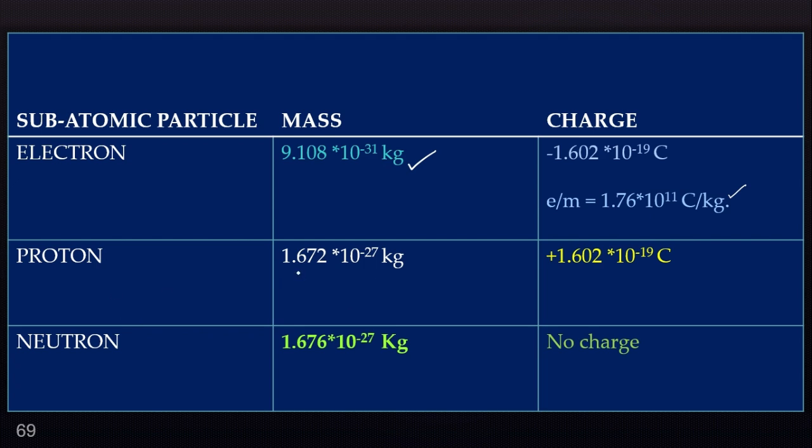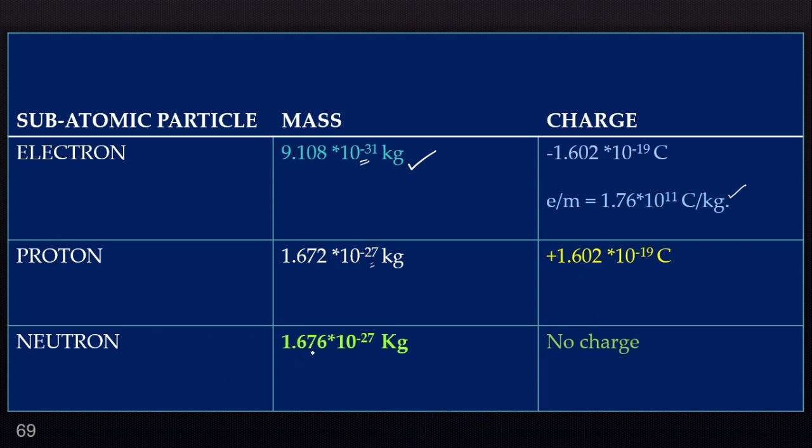Proton mass is 1.672 into 10 to the power minus 27 kgs. If you compare electron with proton, you can see that it's minus 31 and minus 27. So proton is almost 2000 times heavier than electron. The charge of proton is positive 1.602 into 10 to the power minus 19 coulomb.